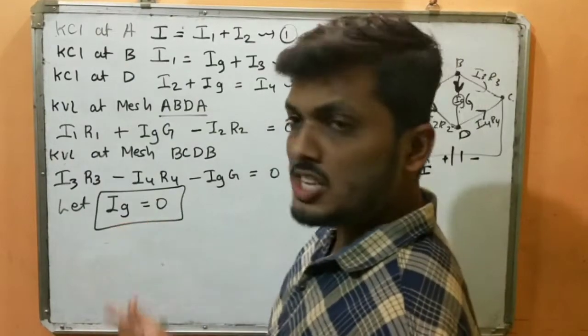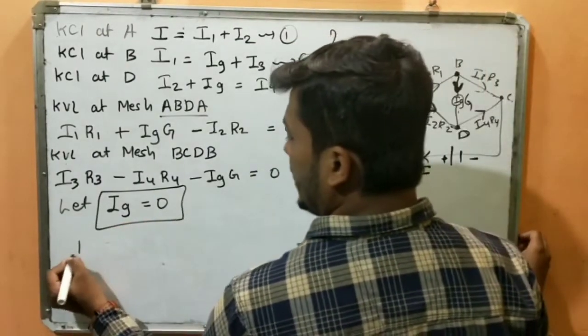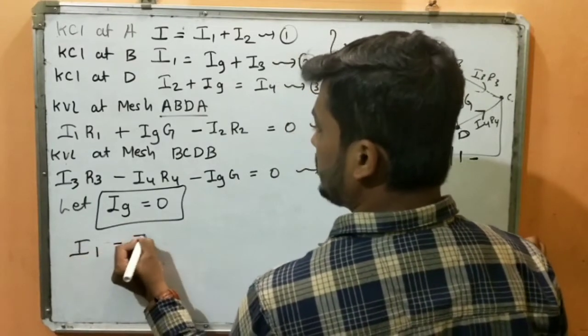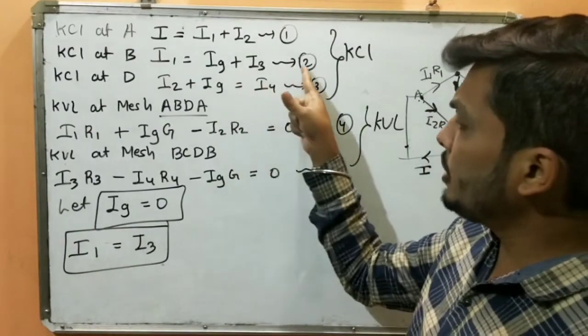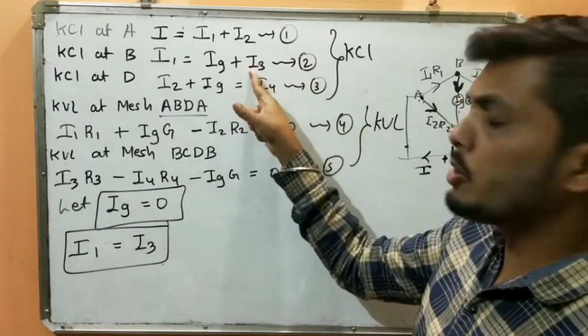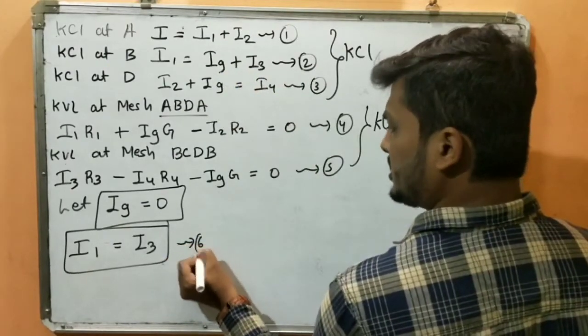So if Ig is equal to 0, what will happen to equation 2? Look carefully here. It will become I1 is equal to I3, because this is 0. So this will be equation number 6.